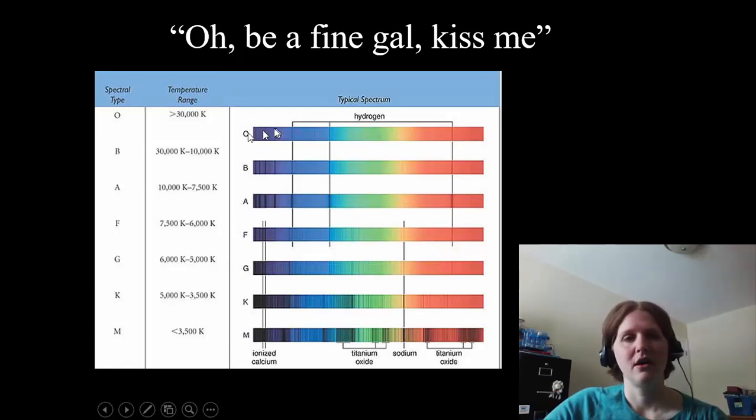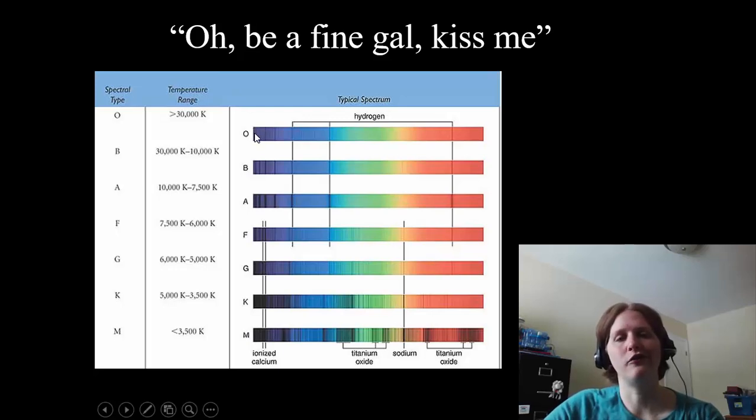Each one of these is also broken down into 10 subcategories, so it can be O1, O5, O10, or F1, F2, F3. We're not going to worry about that. Our sun is a G-type star, for reference.